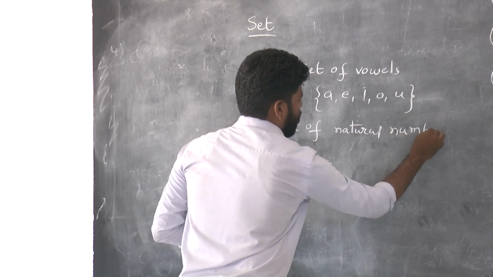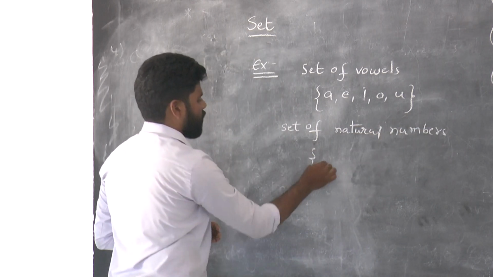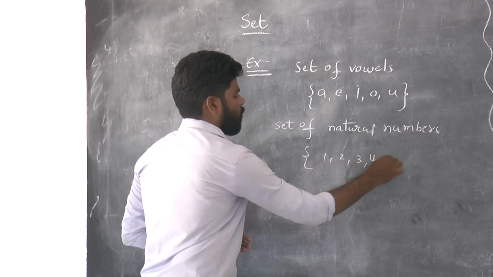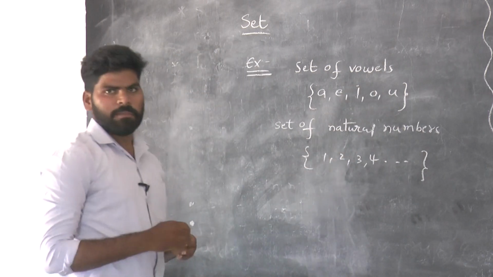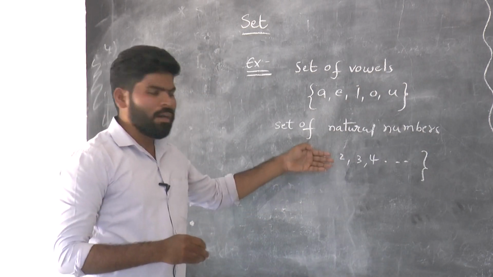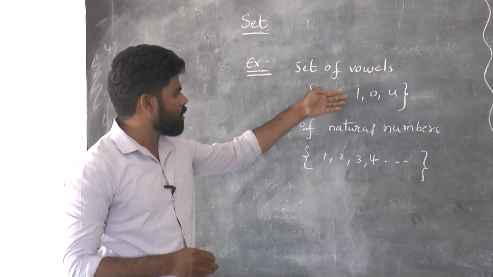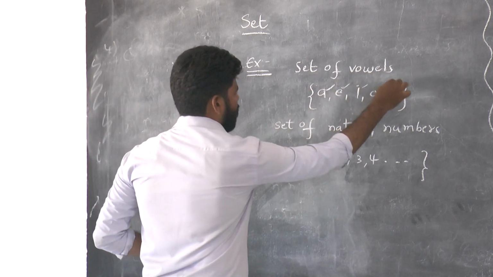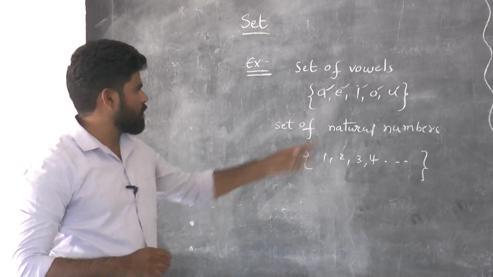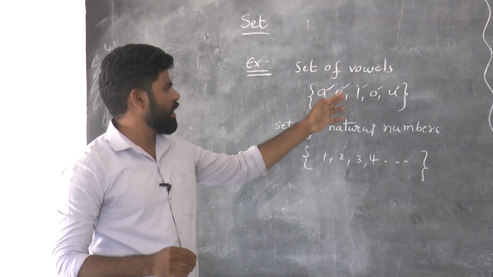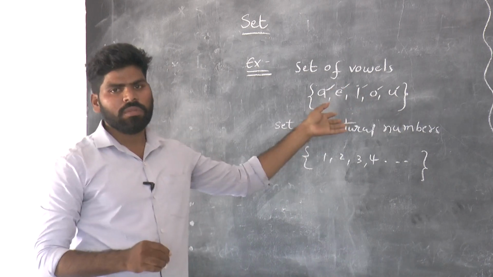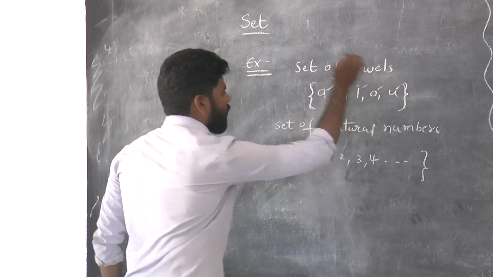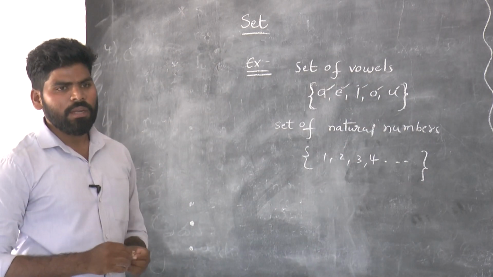The set of natural numbers. Start with 1: 1, 2, 3, 4, up to infinity. This is a well-defined set and this is also a well-defined set. These are called elements: A, E, I, O, U. Those are called elements. These curly brackets are the symbol for sets.